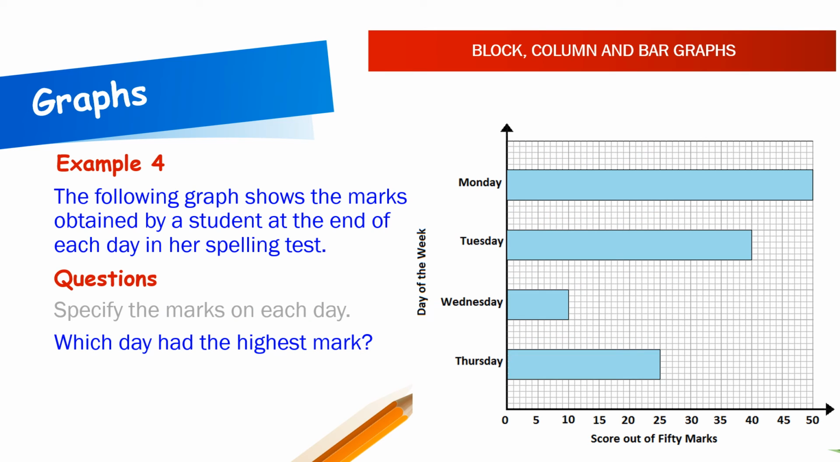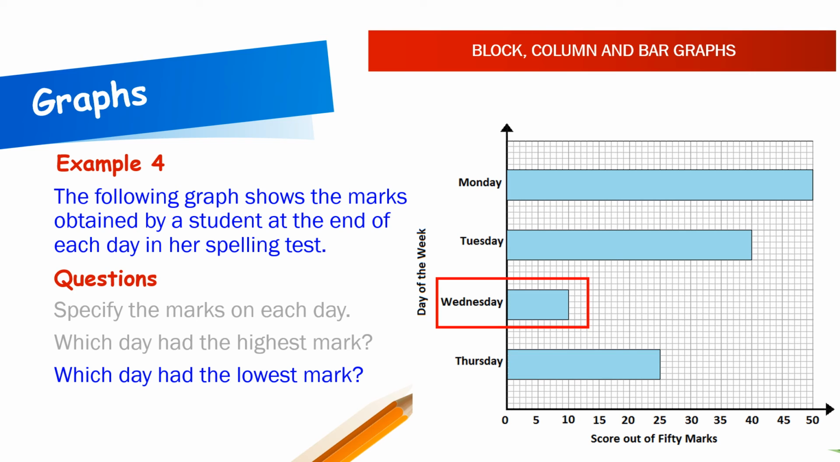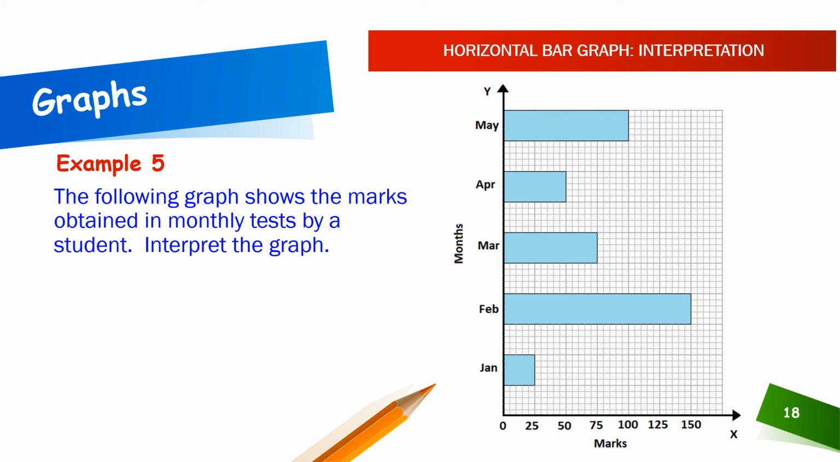Which day had the highest mark? Out of all these bars, the longest bar is the bar associated with Monday. Therefore, Monday had the highest mark. Which day had the lowest mark? Out of all these bars, the shortest bar is the one associated with Wednesday. Therefore, Wednesday had the lowest mark. Now let's take a look at another example.